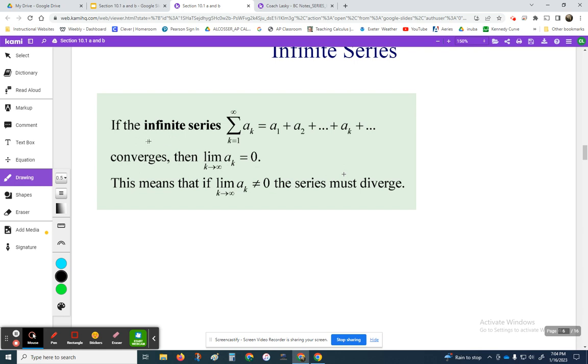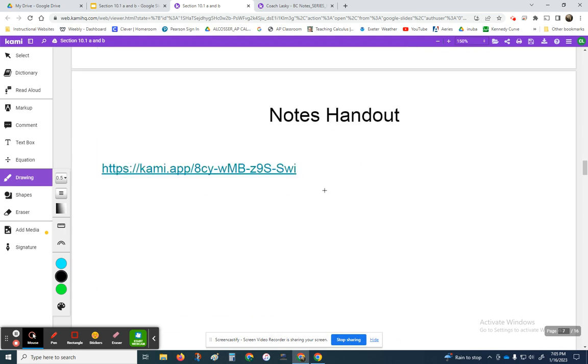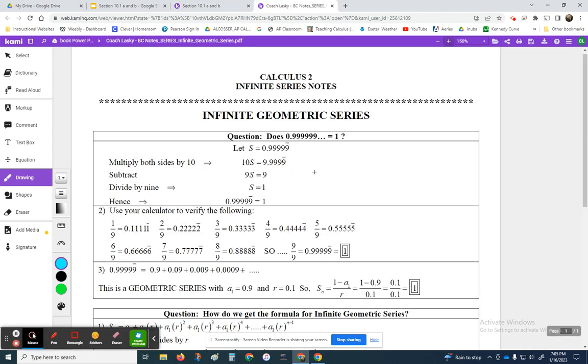So the idea is this. If you have an infinite series as such, and it converges, then the limit of the terms as it approaches infinity will equal 0. This means that if it does not equal 0, the series must diverge. Okay? That's the idea behind everything here. I'm going to go to the notes handout that I gave you guys, so let's talk about that. Infinite series are like our favorite here.